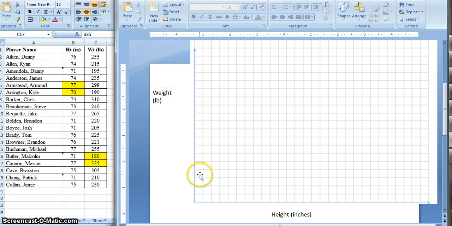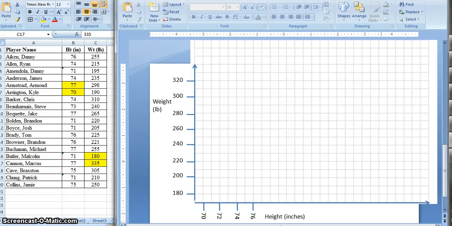Now that we have our axes drawn and labeled, we can start deciding what interval each of these grid lines is going to be. So for height, we're going from 70 to 77. So each grid line can be an interval of 1, because that makes sense. Whereas for weight, we're going from 180 to 335. So we're going to need each of our grid lines to be a much larger interval, say 10.